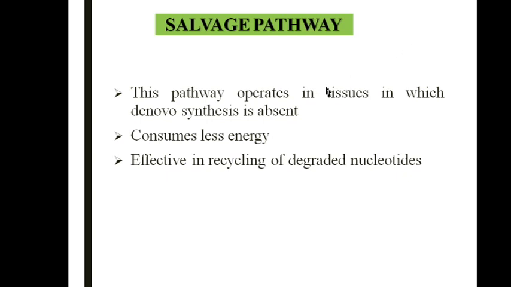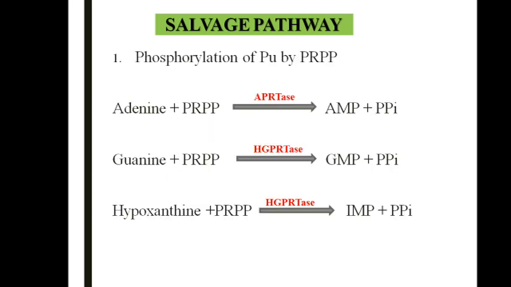It mainly operates in, again, brain, RBC, WBC and bone marrow. And the important difference between the salvage pathway and the de novo synthesis is that the salvage pathway requires very less amount of energy compared to the de novo biosynthesis. And one of the important functions of the salvage pathway is that it helps the recycling of the degraded nucleotides. We're going to show that in the further slides.